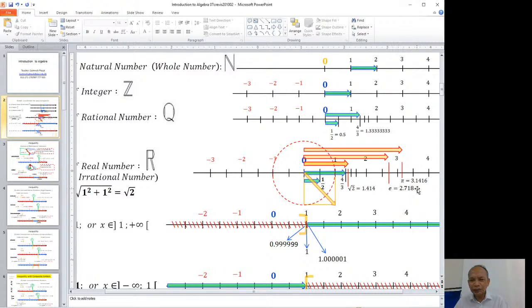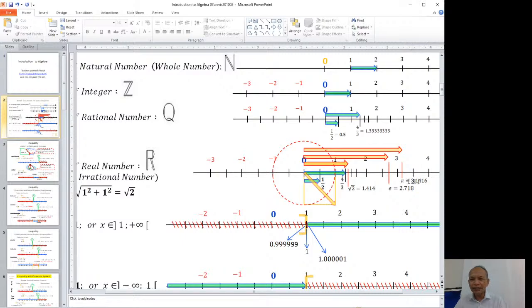The same as pi, there is no ending. If we have a very powerful computer, then we can calculate pi more accurately.